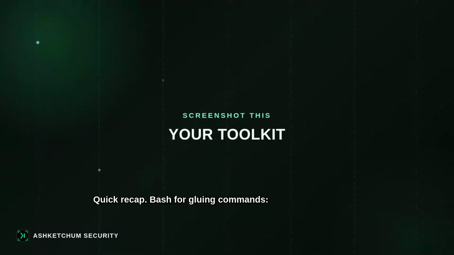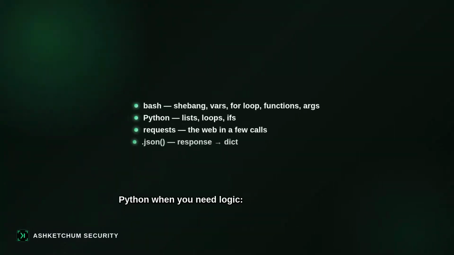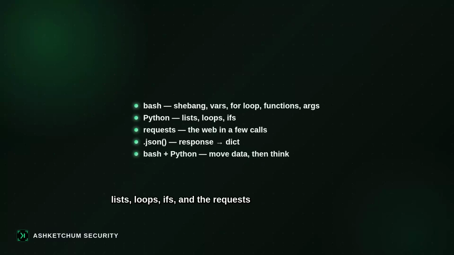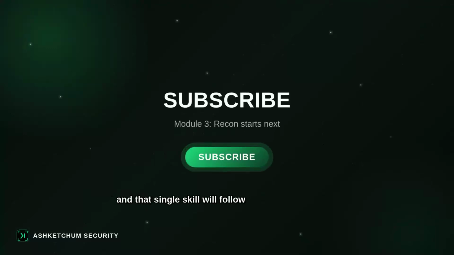Quick recap. Bash for gluing commands: a shebang, variables, a for loop, functions, and arguments. Python when you need logic: lists, loops, ifs, and the requests library for the web. Parse JSON with .json() into a dictionary. Combine the two: Bash to move data, Python to think. And be gentle with your targets. That's your first automation toolkit. Screenshot this. That's it. You can automate now. And that single skill will follow you through the entire rest of the series.